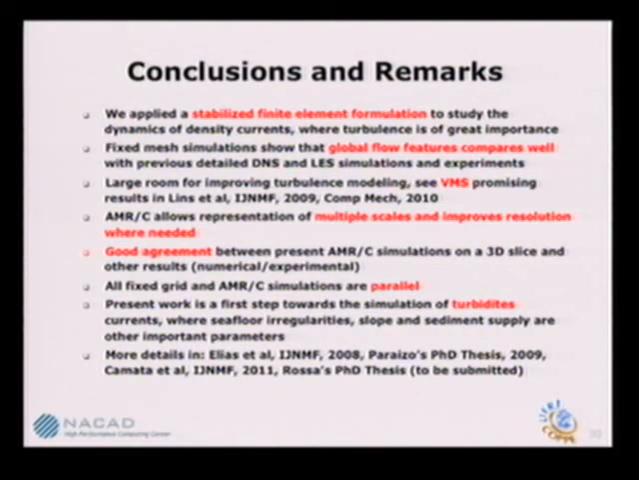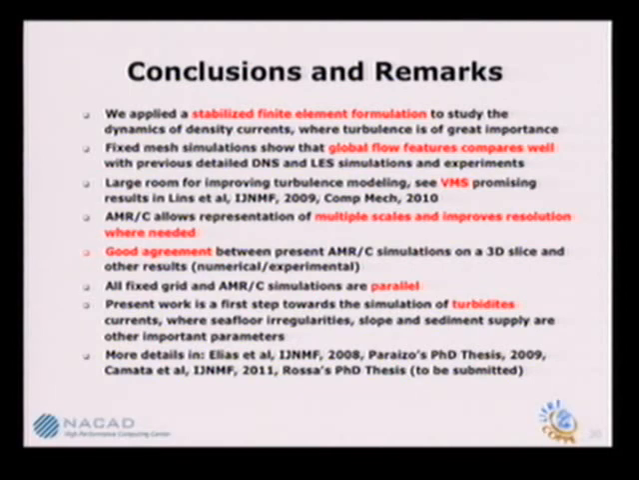To end my talk today, we just say that we apply a stabilized finite element formulation to study dynamics of density currents, where turbulence is important. Fixed mesh simulations show that global flow features compare well with the previous detailed DNS and large eddy simulations and experiments. There's a large room for improving turbulence modeling here. We are working with the new framework called VMS, the variational multiscale approach to turbulence, which is not basically different from the standard LES, which is modeling the extra term. Now we approximate this extra term in a consistent, residual-based manner.